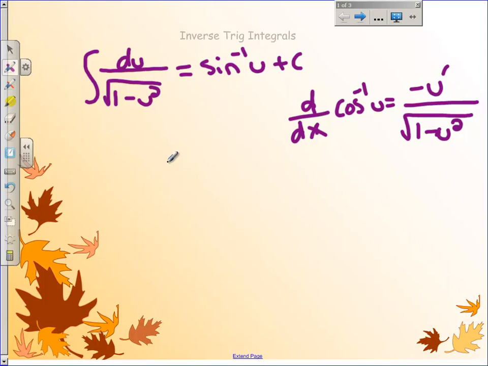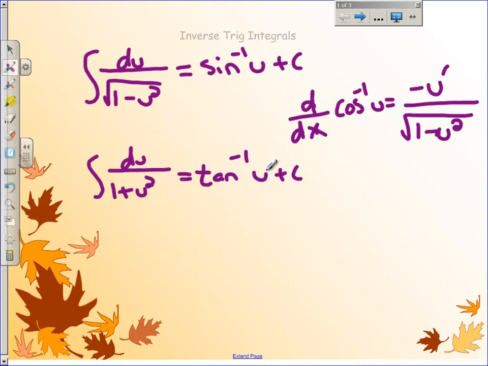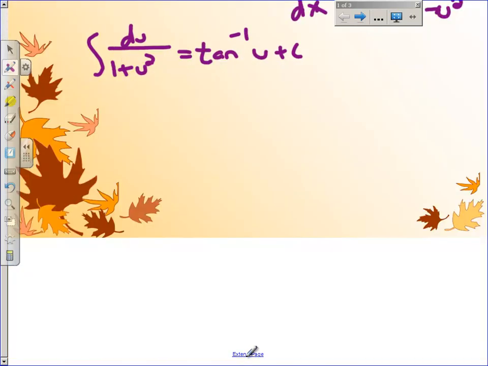Okay, now another easy one would be if we have the integral of du over 1 plus u squared. Well, this should be an answer of arctan. We learned that yesterday. Now what we're going to do today is deal with situations where it's not so easy. Like, what if this is not a 1? That's going to be the hardest part. So let's go ahead and take a look at a more difficult example.